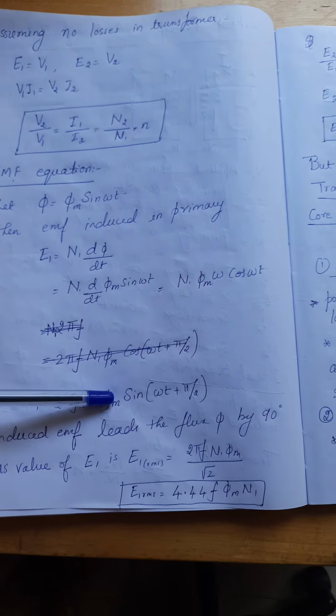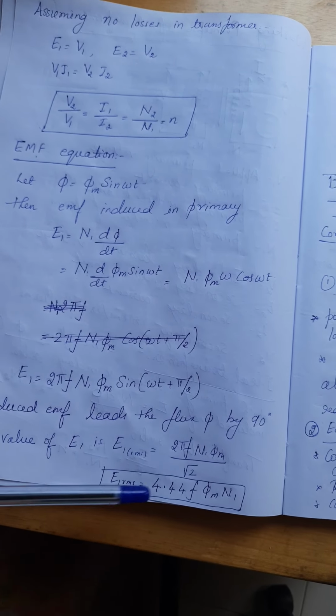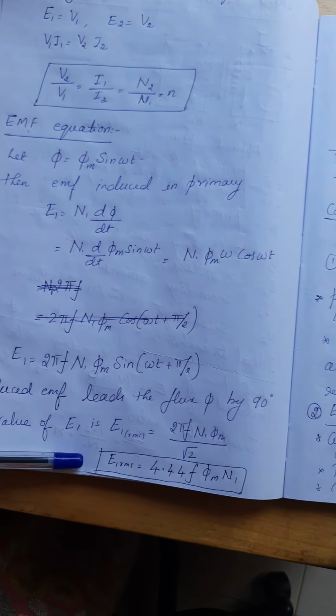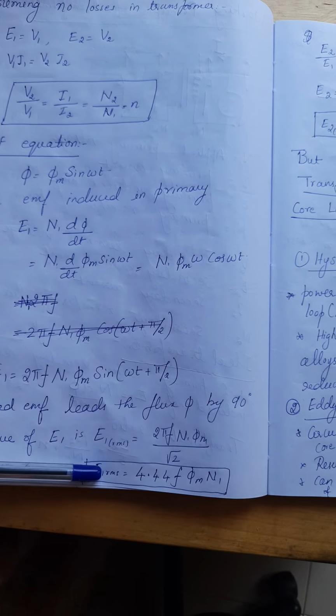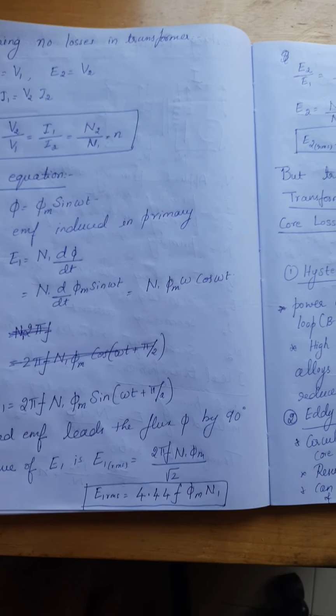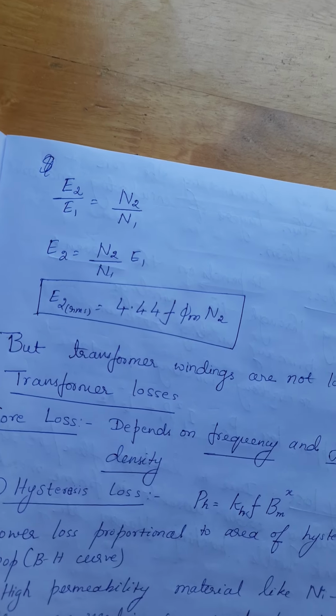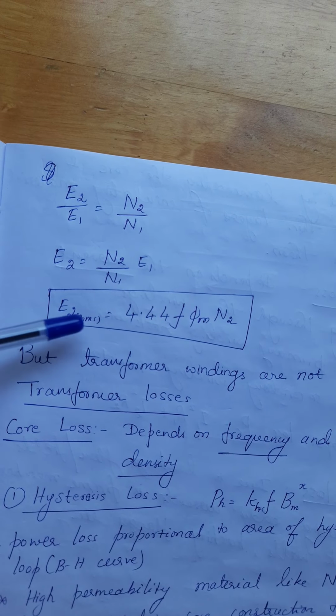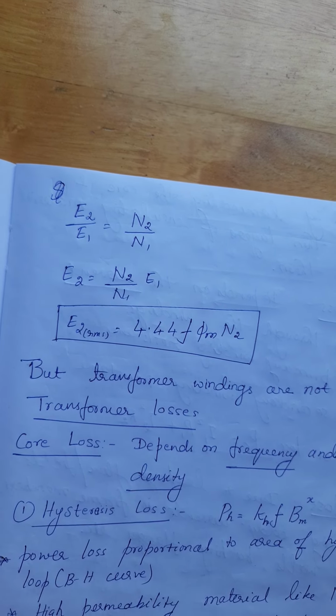Now if I want the RMS value, divide this value by root 2 and hence we will get E1 RMS value as 4.44 f phi m N1. Similarly, E2 is 4.44 f phi m N2.